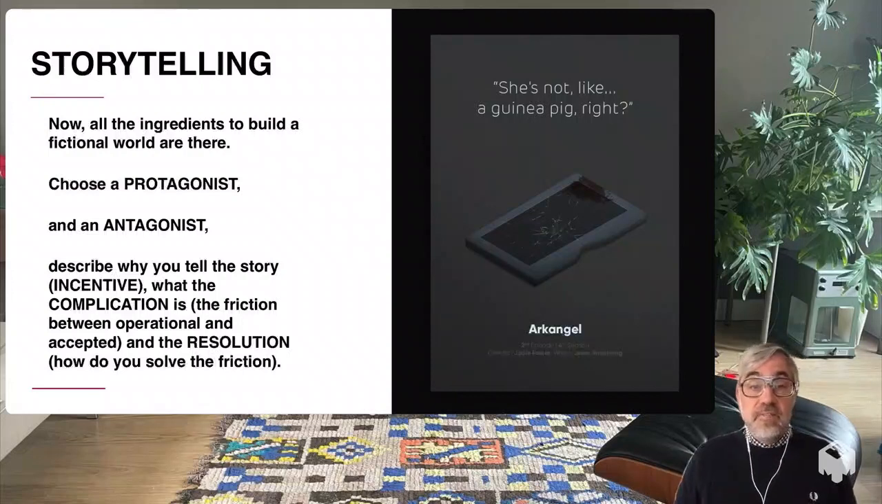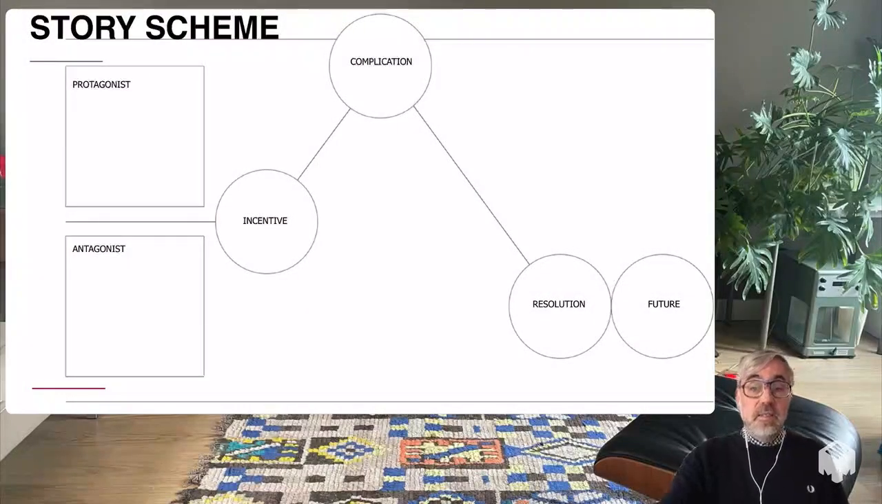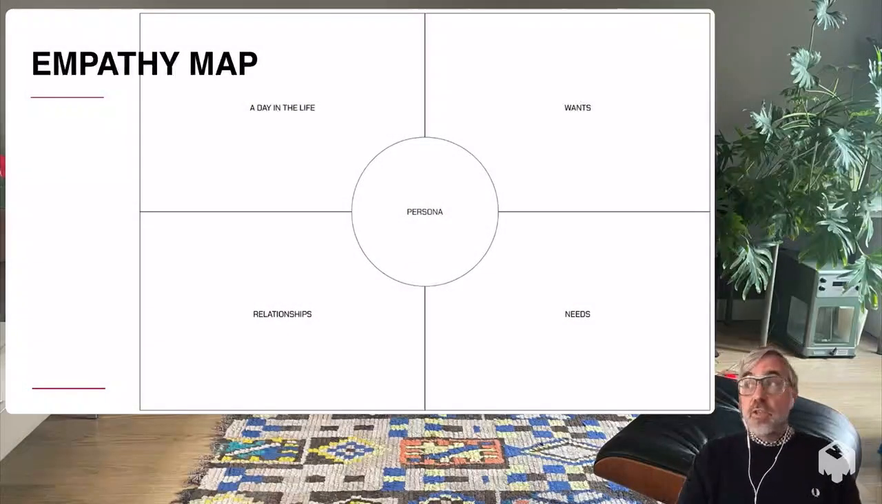So what's the incentive to tell the story? What's the complication? And that's the friction, of course. And what's the resolution? So what can your protagonist use to make sure that the trend will become accepted in society? Okay, let's go to the next thing. This is the story scheme. So this is a visual representation of the story that you can tell. And this is, of course, the empathy map, because if you are using a protagonist, you really need to know who the protagonist is. So make an empathy map for your protagonist.